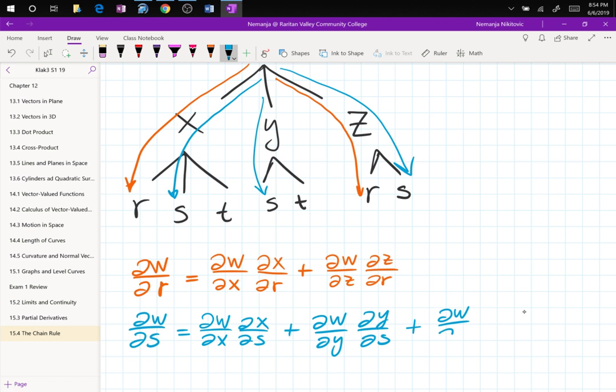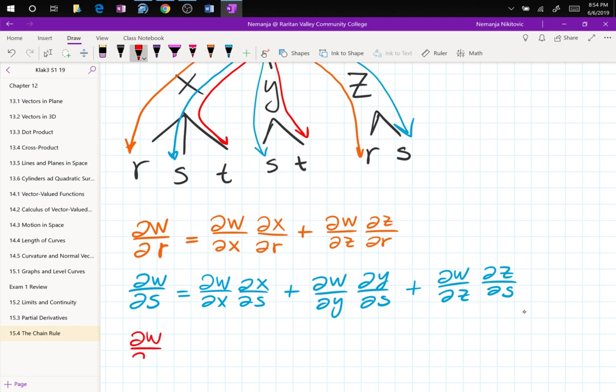Plus partial W, partial Z, partial S. Three blue branches because three of these ended up with S, and we have three terms to get our chain. And finally, we have red paths that go into T's. One through X and one through Y. So partial W, partial T is partial W, partial X, partial T, plus partial W, partial Y, partial T.